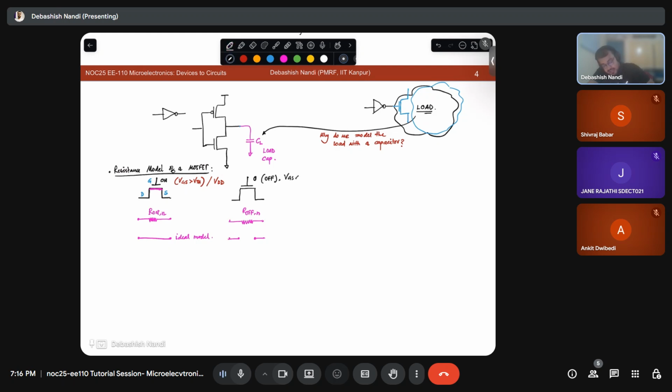Whenever my VGS is less than VTH, is that okay with you? Yes. And what is the how? So this R off over R on is much higher than your one. That means your R off is much higher. So what is the consequence of that? Whenever there is a series combination of R on and R off, you can simply ignore this thing, right?